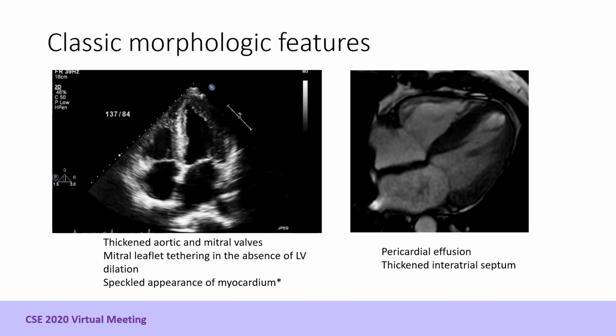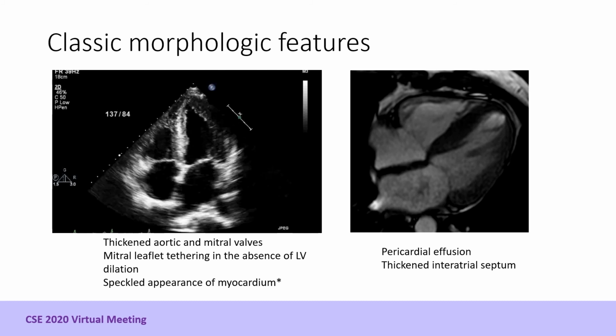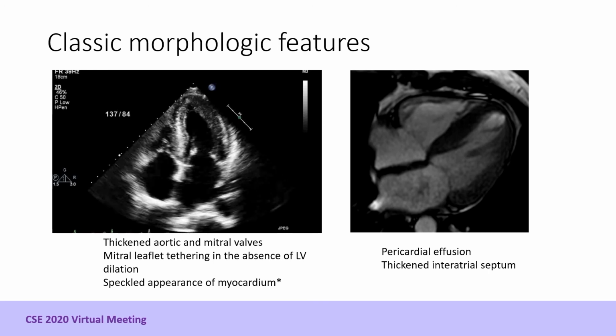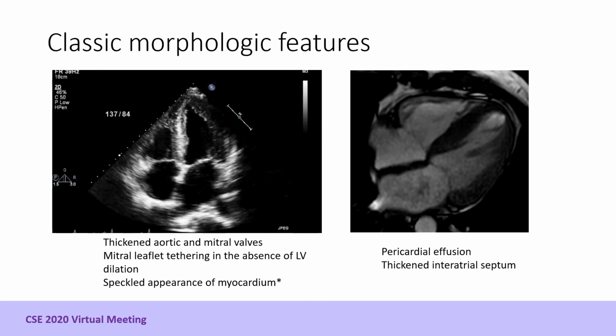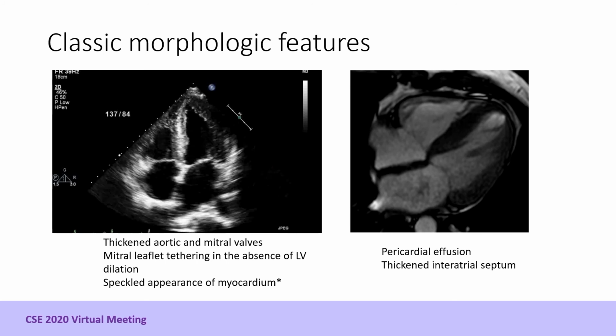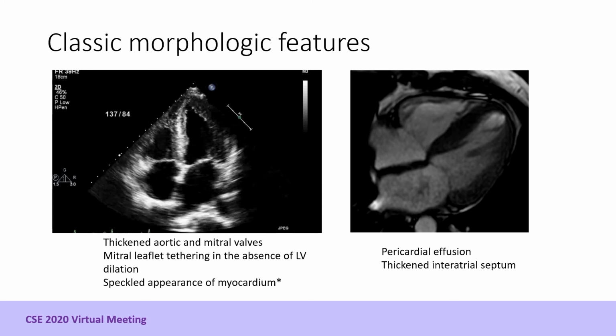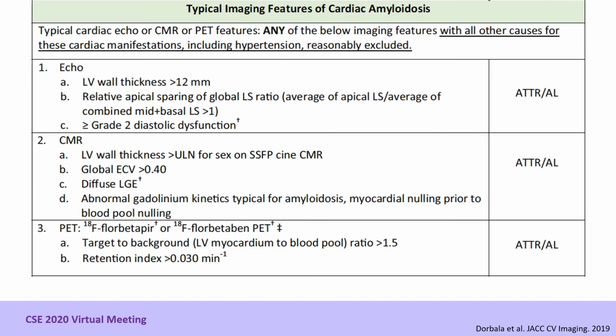There are morphologic features that are classically described in association with cardiac amyloidosis, including thickened aortic and mitral valves, mitral leaflet tethering, the absence of LV dilation as depicted in this apical four-chamber view, a speckled appearance of the myocardium, although we appreciate that with harmonic imaging, even a normal myocardium can appear speckled, pericardial effusion, and thickened interatrial septum. However, these findings are not specific or sensitive for cardiac amyloidosis.